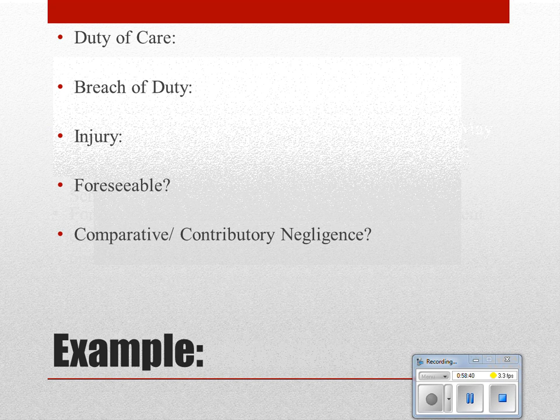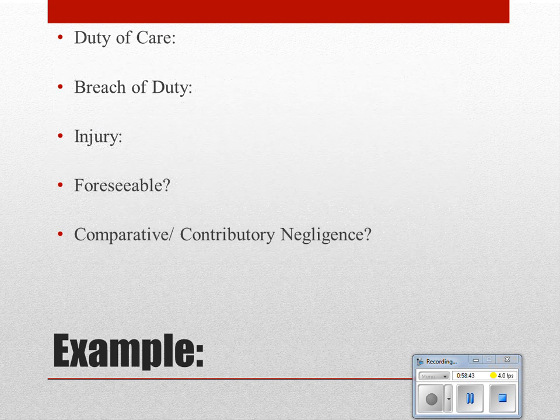where we list duty of care, breach of duty, injury, whether or not it was foreseeable, and if there was comparative or contributory negligence. There might not be comparative or contributory negligence. That's up to you. But you're going to use photographs that you find. It doesn't have to be one photograph. You can use Photoshop to create the image.